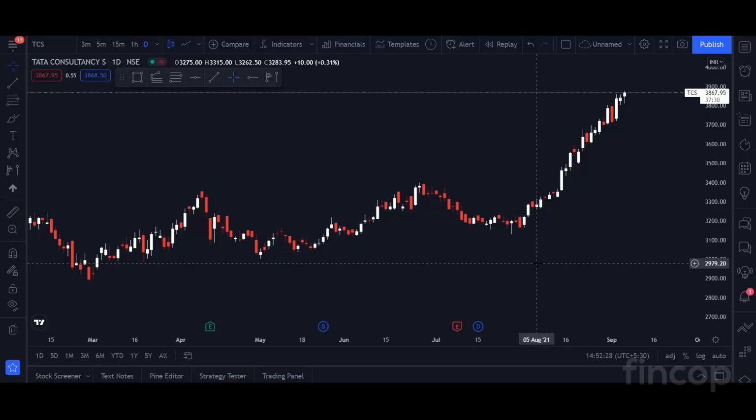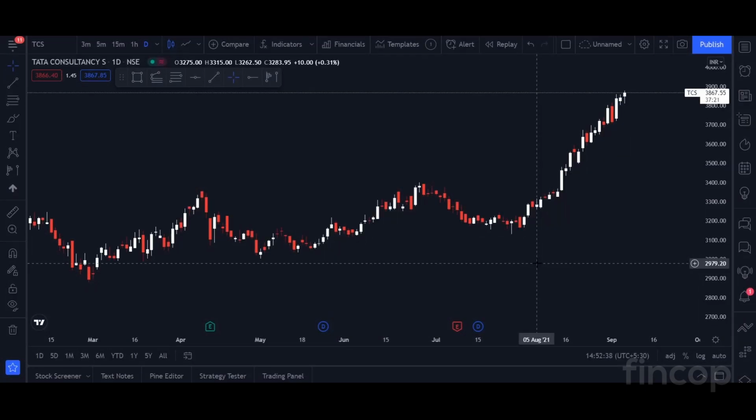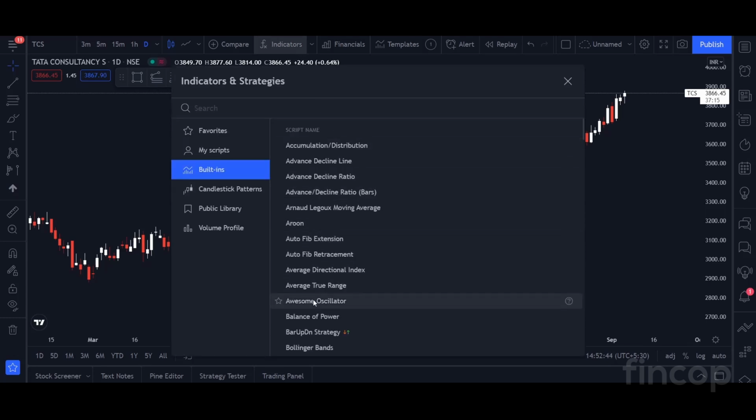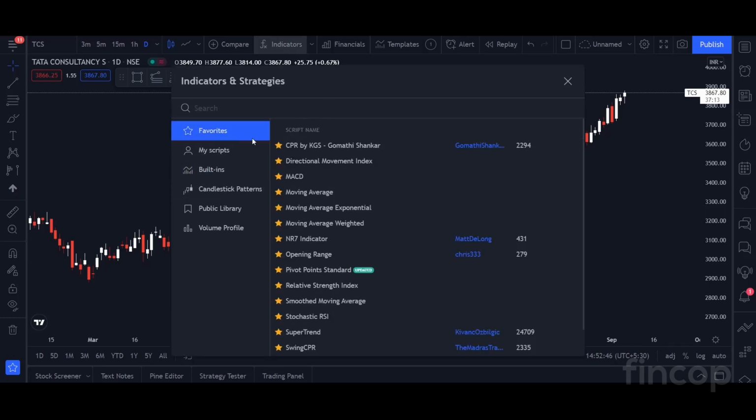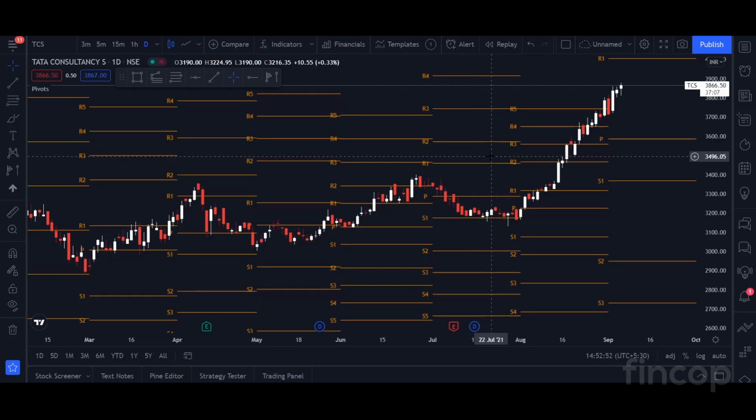So the first tool or the indicator that I'm going to show you on the list is pivot point standard. For this example, I'm using TradingView as a charting platform, but you can use any one of your choice. So I'll go into the indicators and just click on pivot point standard, and all the levels will be plotted on the chart automatically.